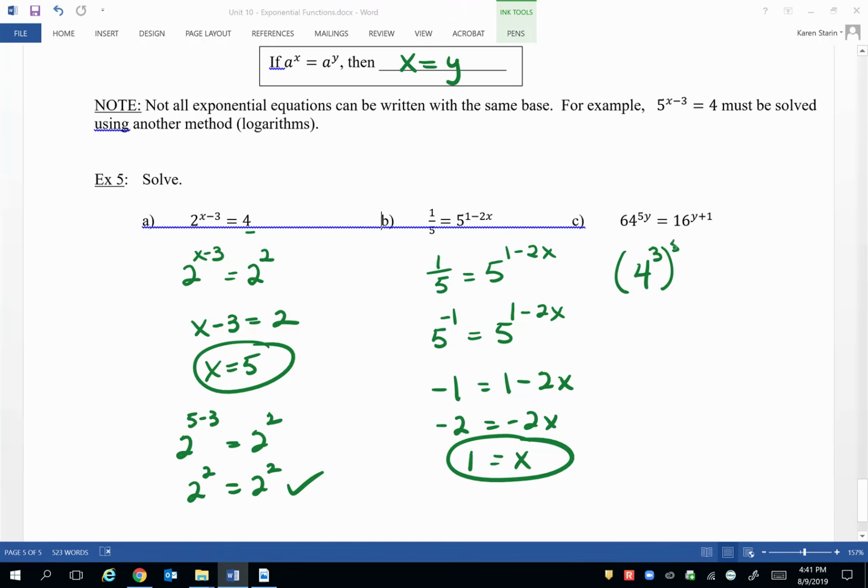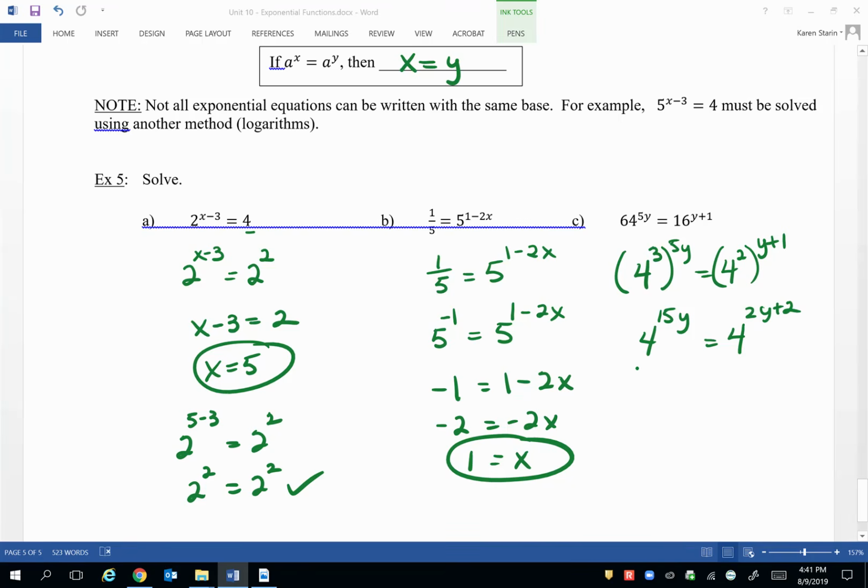That's all to the 5y power still. And then 16 I think is a little more obvious to us. That is 4 squared, because 4 times 4 is 16, to the y plus 1. So I'm going to use the power to the power rule and write this as 4 to the 15y. So 3 times 5y is 15y. And then 4 squared, distribute the 2 to the y plus 1, I get 2y plus 2.